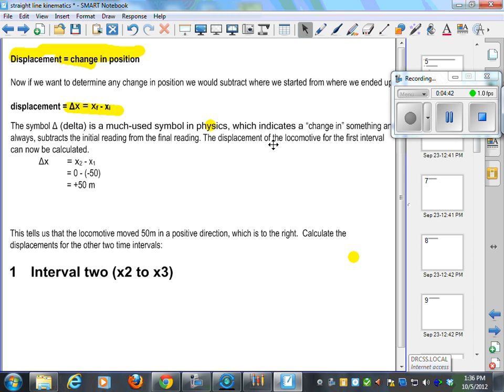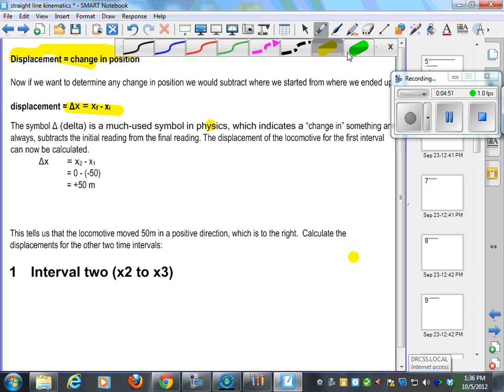The symbol delta is a much used symbol in physics, which indicates a change in something and always subtracts the initial reading from the final. Always final minus initial, right?